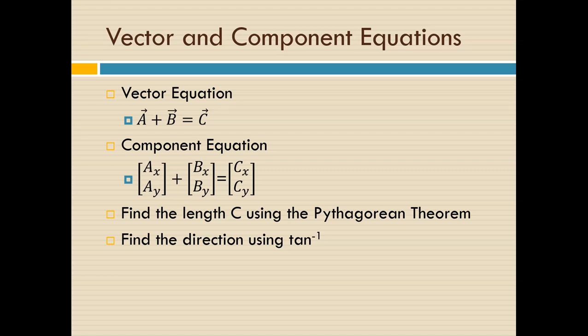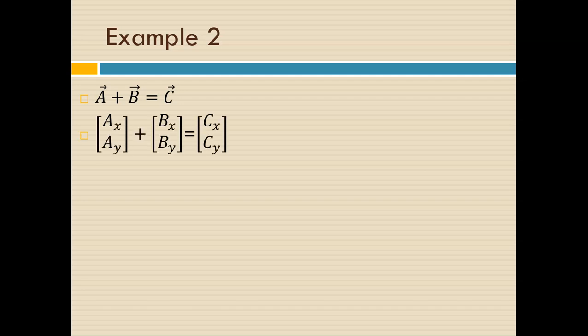All good? All right, so let's do this with this example number 2. A plus B equals C. So there's my vector equation. I now write my component equation, AX, AY, BX, BY, CX, CY. The next thing I need is what are the expressions that give me those 4 components?